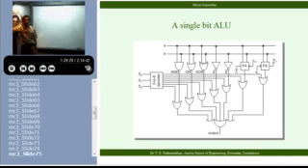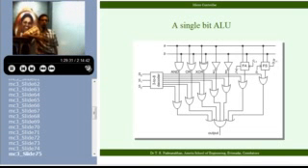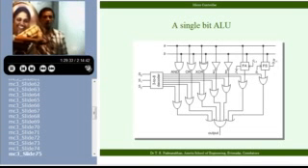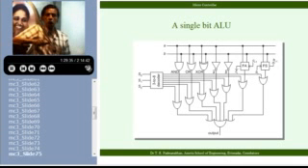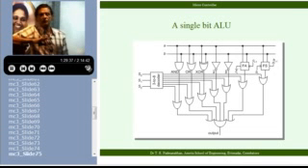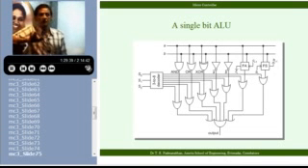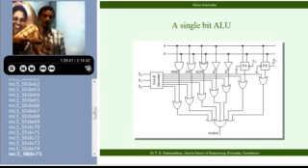This is a single bit ALU. A single bit ALU is just to scale it up, you get 8 bit, 10 bit, 16 bit ALU. It is just a direct scaled up version of this. It is an integral part of any digital system.